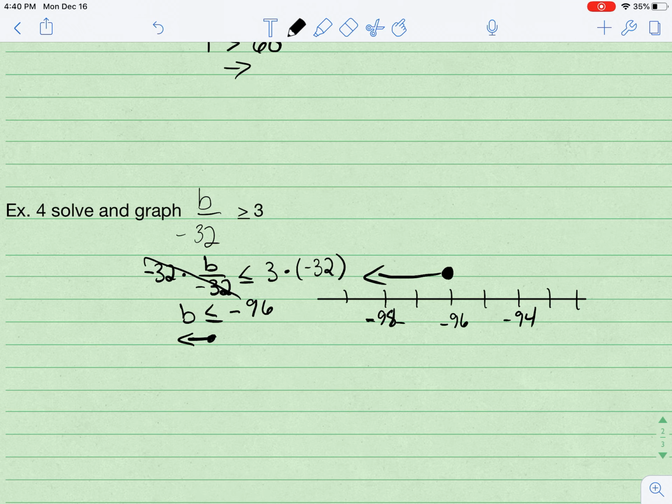So that's solving inequalities with multiplication and division. The big thing to note is if you divide or multiply by a negative, that sign is going to flip.